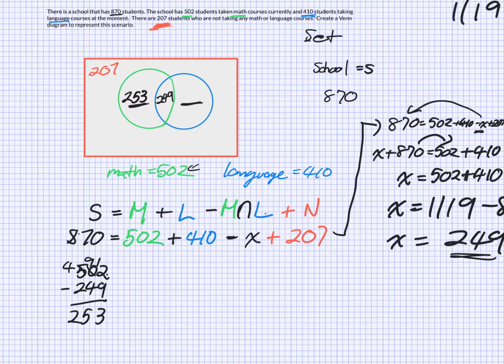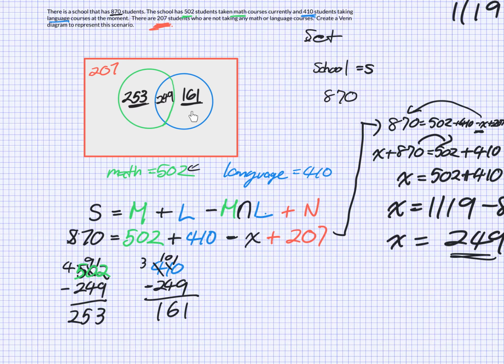And for students taking language, I'll put this in green just so it's a little better in terms of a note. There's the 410 students. We also need to subtract that 249 who are taking both. Borrow. Comes 1. There are 161 students that were only taking language. So if we take a look, we have only taking math, 253. Only taking language, 161. Students taking both math and language, 249. And then there's 207 who aren't taking anything.